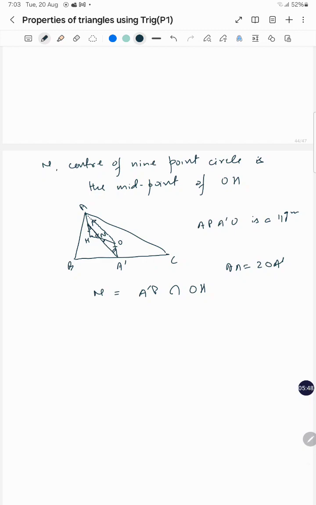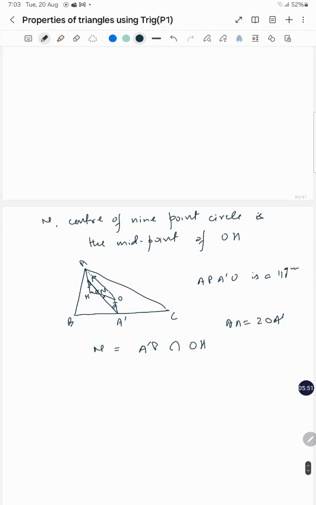These are vertically opposite angles. And angle OA prime N is equal to angle OAP. Why? Because APA prime O is a parallelogram. I think we've already shown this earlier. OA prime is perpendicular to BC and AH is perpendicular to BC, so they are parallel and opposite sides are the same. AP is equal to OA prime. So APA prime O is a parallelogram. That's all.